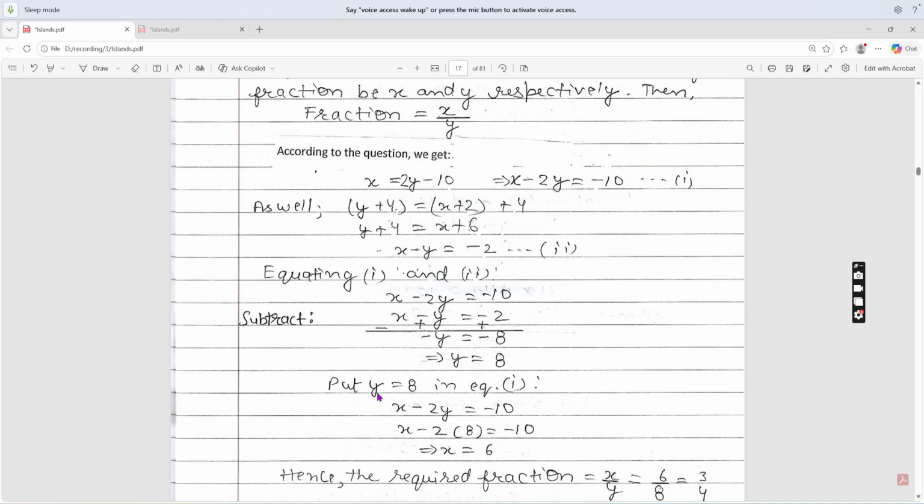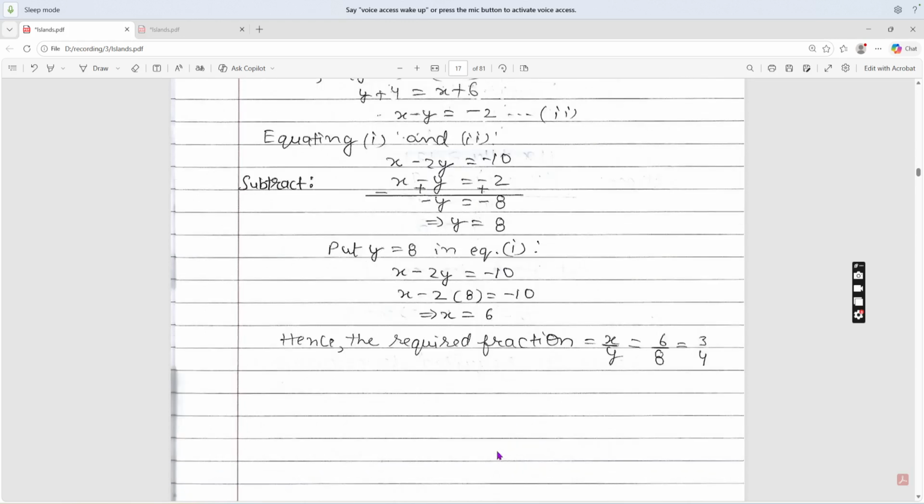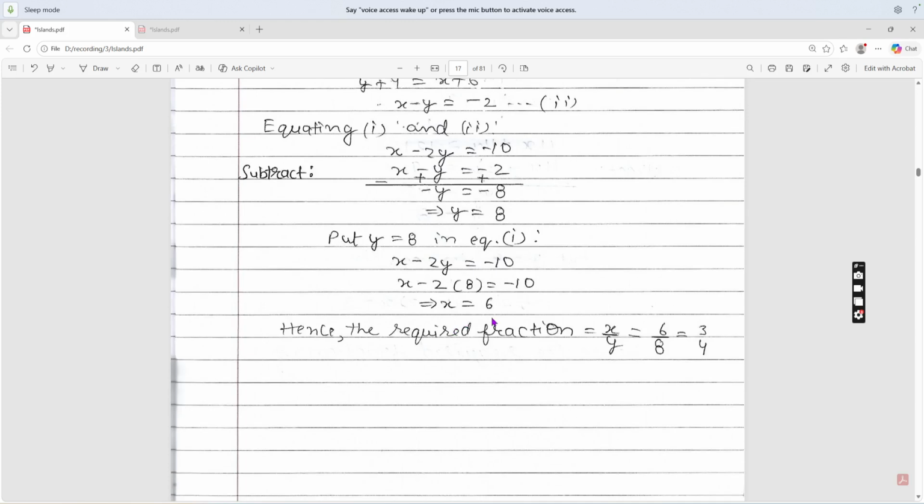Now we are going to put y is equal to 8 in equation 1. What is the first equation? X minus 2y is equal to minus 10. So it is x minus 2 into what is y? Y is 8, that is equal to minus 10. So it would be x minus 16 is equal to minus 10. It would be x is equal to minus 10 plus 16, and minus 10 plus 16 is nothing but 6. Hence, x is 6 and y is 8. And what is our original fraction? X upon y. So we are getting 6 upon 8. That is 3 by 4.